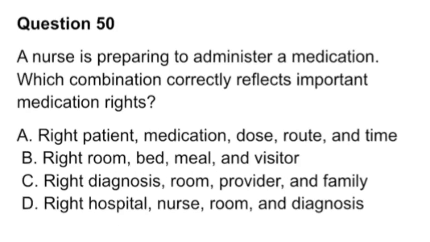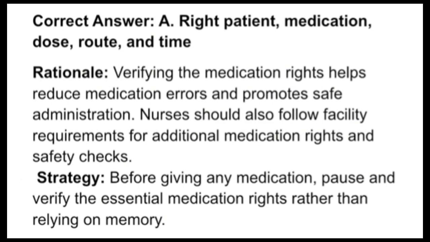Question 50. A nurse is preparing to administer a medication. Which combination correctly reflects important medication rights? A. Right patient, medication, dose, route, and time. B. Right room, bed, meal, and visitor. C. Right diagnosis, room, provider, and family. D. Right hospital, nurse, room, and diagnosis. Correct answer, A. Right patient, medication, dose, route, and time.